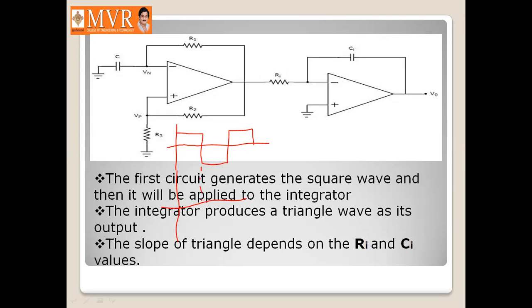And then the output of this will be a triangle wave. So it is going to generate a triangle wave. The capacitor is going to charge like this, and again during negative half cycle, the capacitor is going to discharge, and during positive half cycle, again the capacitor is going to charge. In this manner, it is going to produce a triangle wave.